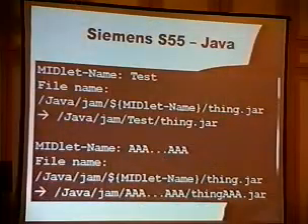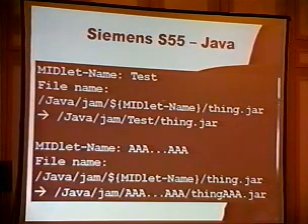And he says, yeah, I want to have this file. You get a buffer overflow in the file system. This is how it looks. Normally you say midlet name test, so it will actually download the thing and put it into the file system under Java, Jam, whatever the midlet name is, thing.jar. So it ends up being test thing.jar.